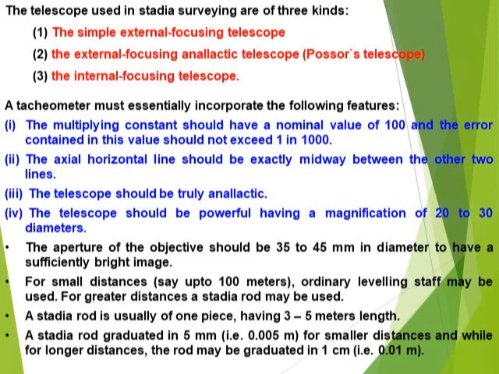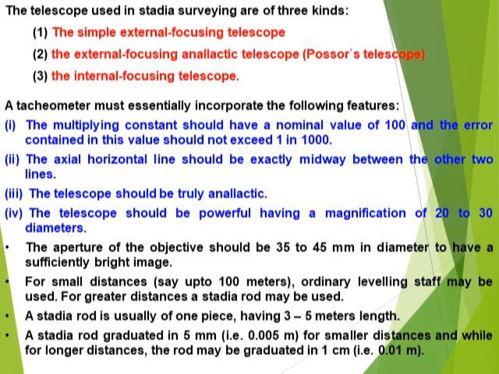A tacheometer must essentially incorporate the following features. The multiplying constant should have a nominal value of 100 and the error in this value should not exceed 1 in 1000. Second, the axial horizontal line should be exactly midway between the other two lines. The telescope should be truly anallactic. The telescope should also be powerful, having a magnification of 20 to 30 diameters. The aperture of the objective should be 35 to 45 mm in diameter to have a sufficiently bright image.